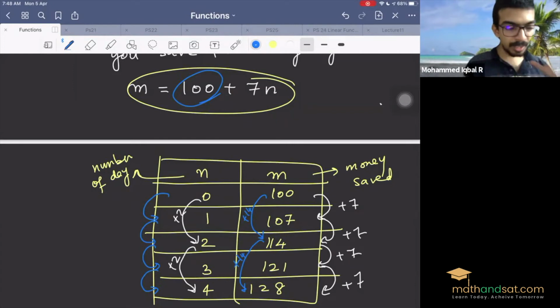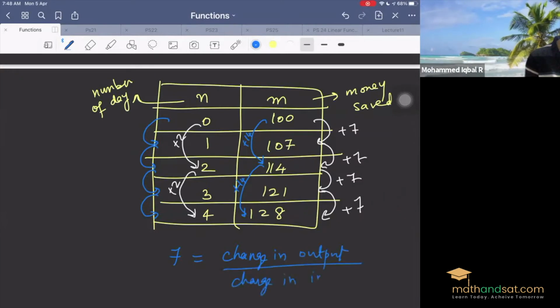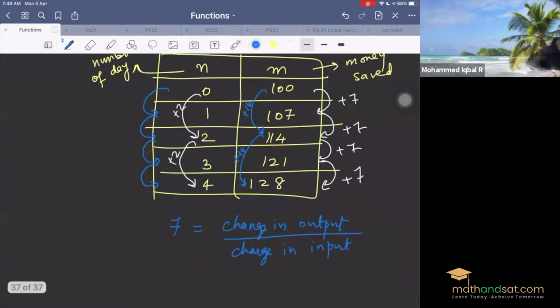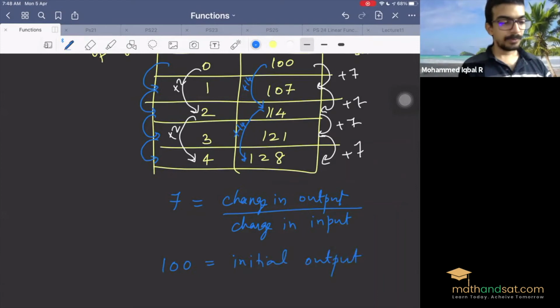So what is the significance of the number 7? It's the change in M, the output, by change in input. So the number 7 here is change in output by change in input. And the significance of the number 100 is the initial output when there is no input. Is that clear?